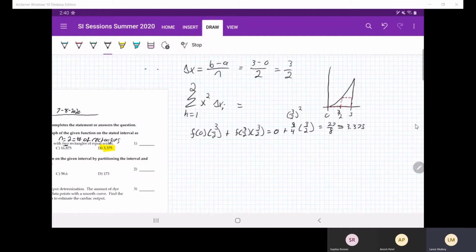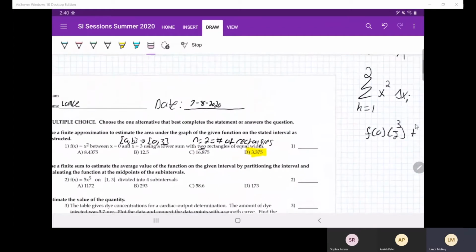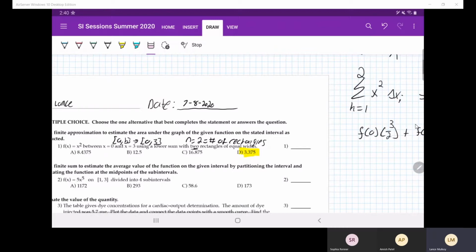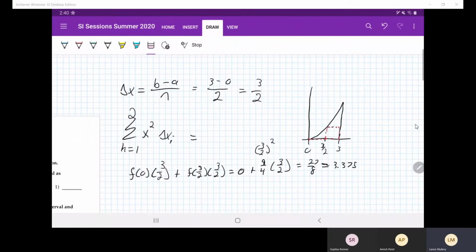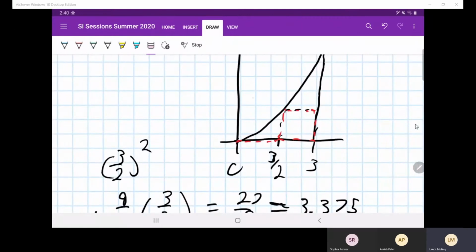Okay. I get all my numbers. So you get your range. It's from 0 to 3. A is 0, B is 3. B is the furthermost right number, so that's why it's 3. And the number of rectangles is n. So I take these numbers and come up here and find my delta x. Delta x is nothing but this right here.